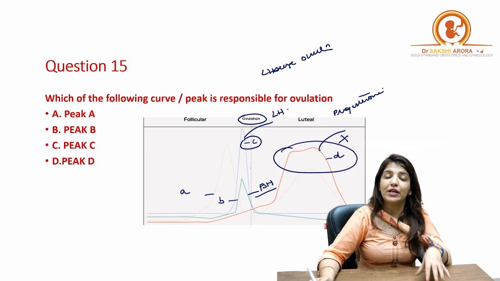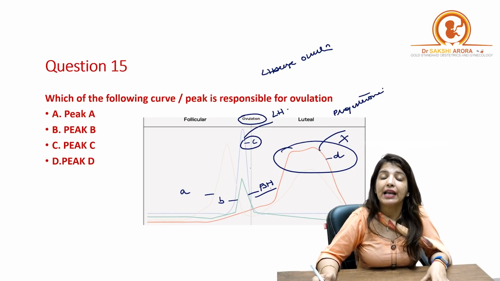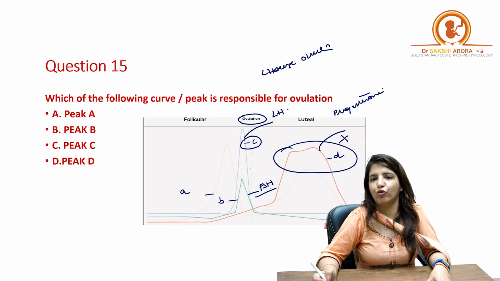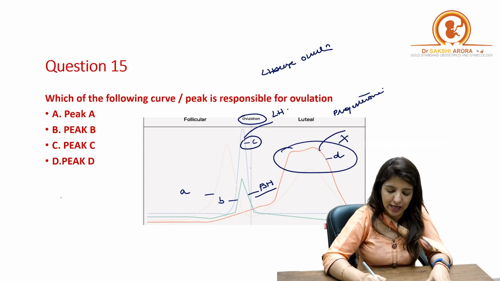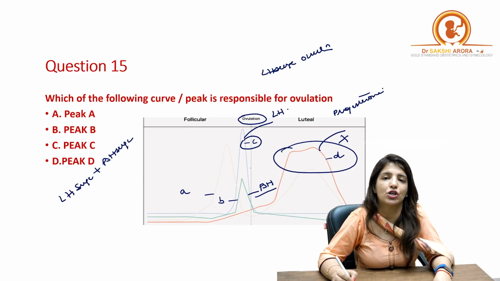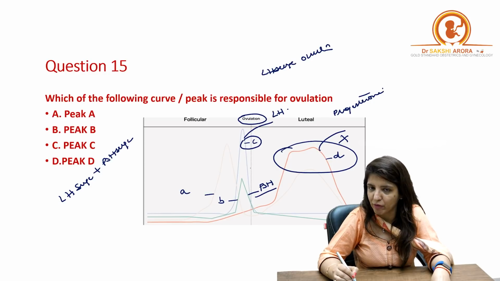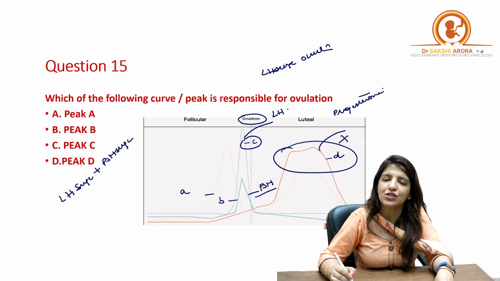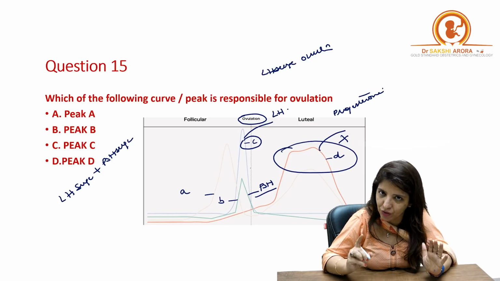So this brings us to a point where I am going to tell you that yes, LH surge is responsible for ovulation, but bacho, please remember that before ovulation there is LH surge plus FSH surge. So it is not just the LH surge which is happening before ovulation. Both LH and FSH surge happen before ovulation, but the LH surge is the one which is responsible for ovulation, right?